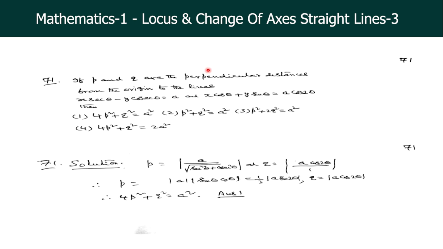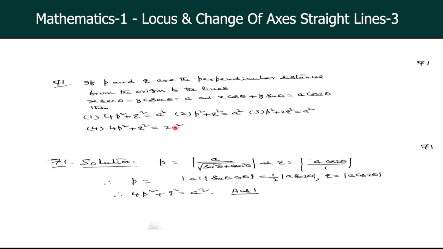Next, 71. If p and q are the perpendicular distances from the origin to the lines x secant theta minus y cosecant theta is equal to a and x cos theta plus y sin theta is equal to a cos 2 theta, then: 1, 4p square plus q square is equal to a square; 2, p square plus q square is equal to a square; 3, p square plus 2q square is equal to a square; and 4, 4p square plus q square is equal to 2a square.